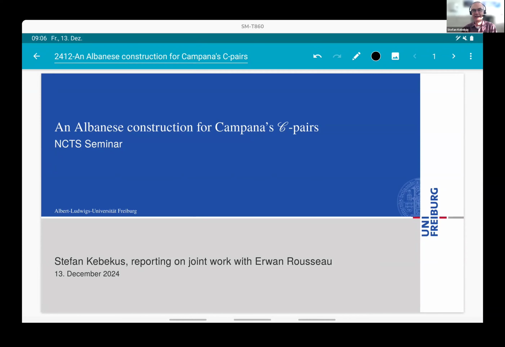So in the second half of the talk, I'll be talking a bit about the basics of Campana's theory of C-pairs again, and then tell you where all this is headed and what we're interested in. So basically, to give the message away immediately, what we're interested in, as a near-term goal, is to construct an analog of the Albanese variety for Campana C-pairs.